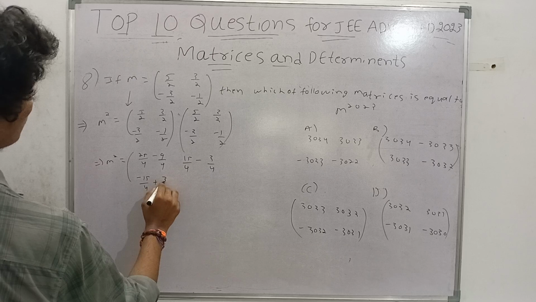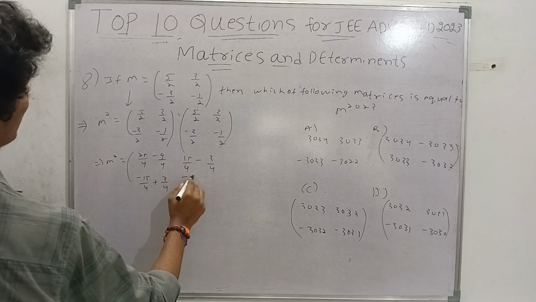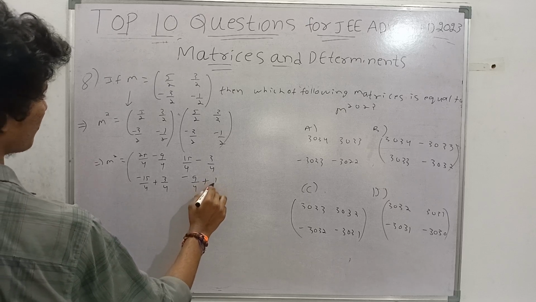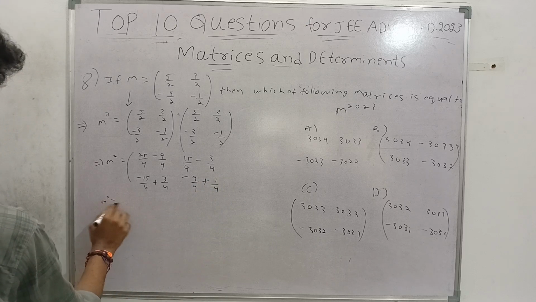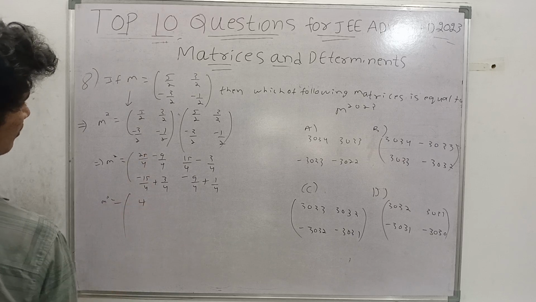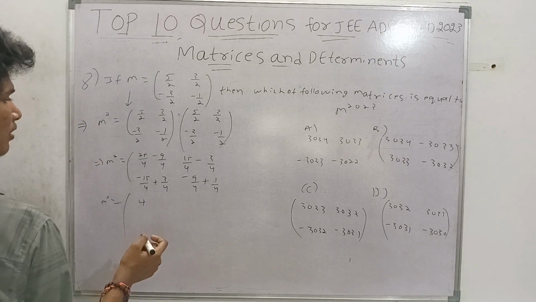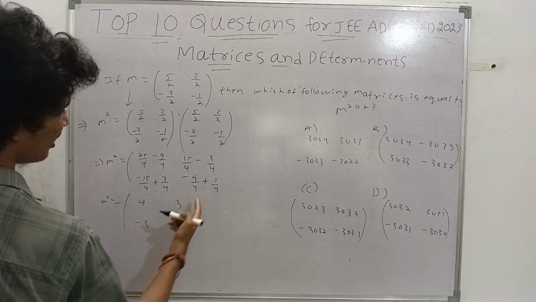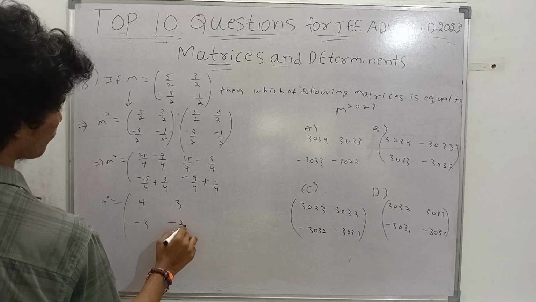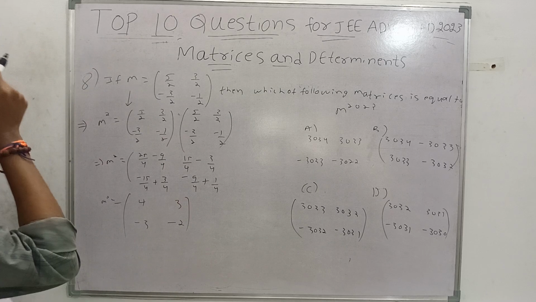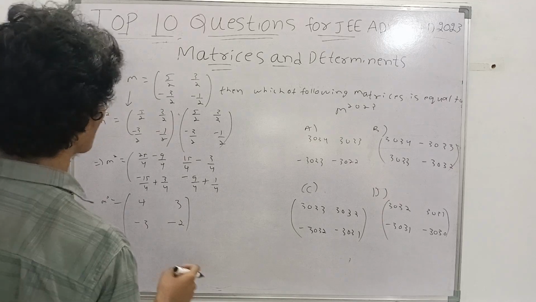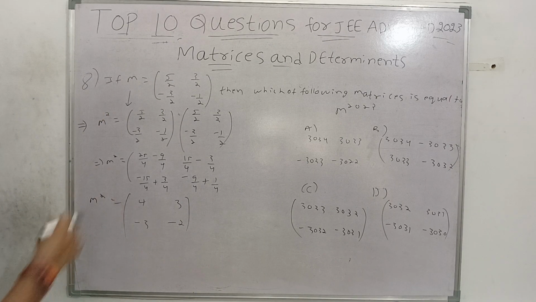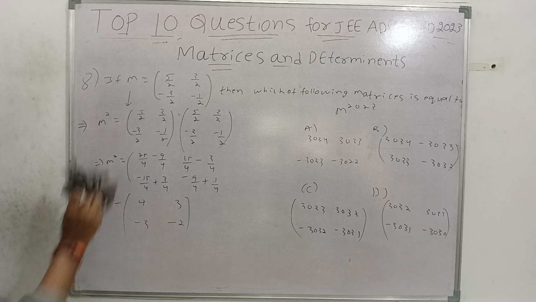Here it will be plus 3/4, here it will be minus 9/4, and plus 1/4. M square we got as 4, 3, minus 3, minus 2. This is M square, and like this you have to do M cube. There is no place, guys. I am just writing M square here and rubbing the upper things.